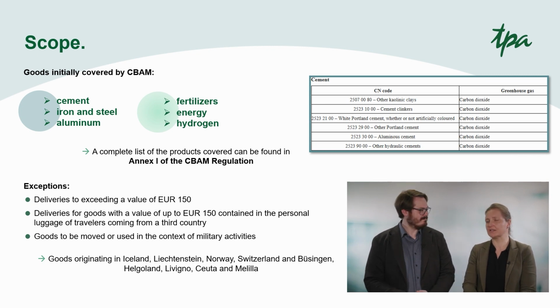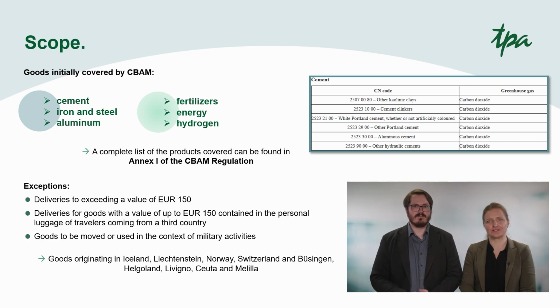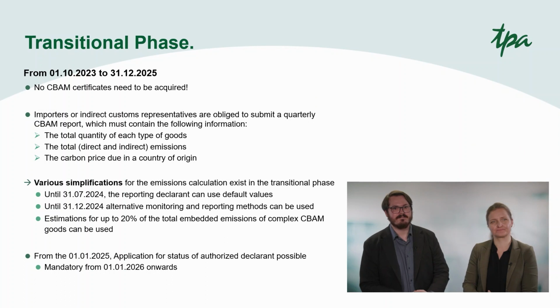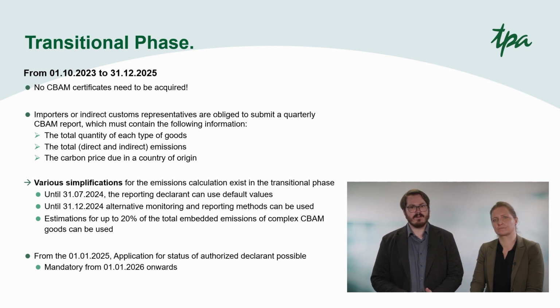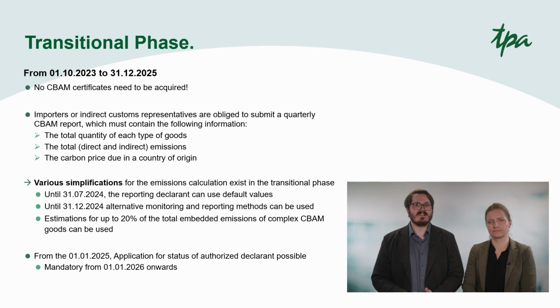Next, Bernhard will give us a brief overview of the transition phase and the reporting obligations. With pleasure, Marina. The transitional phase began last year on October 1st and ends on December 31st, 2025. As already mentioned, no CBAM certificates have to be purchased during the transitional phase, so there will be no pricing of greenhouse gas emissions until the beginning of 2026. However, importers of CBAM goods are subject to a documentation and reporting obligation.